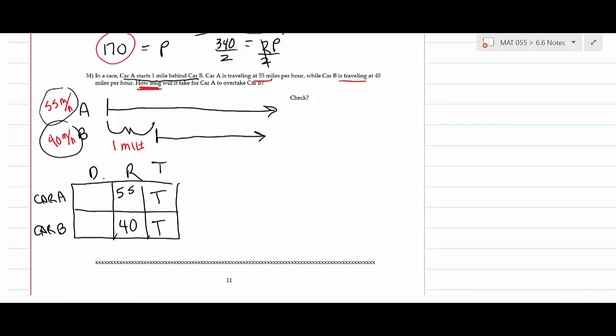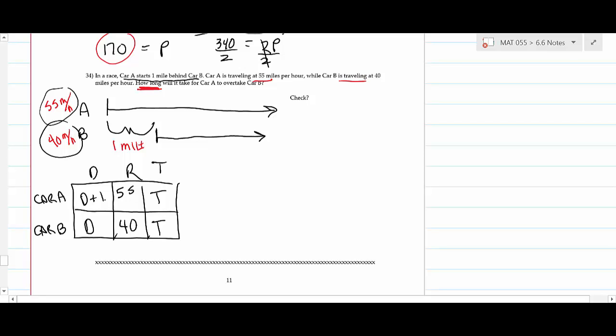Are you sure? They're different. How come? Because one car gets a head start. Which car travels further, car A or car B? Car A. So if we call that D, then what would this be? Since it gets a 1 mile head start, what would it be? D plus 1.